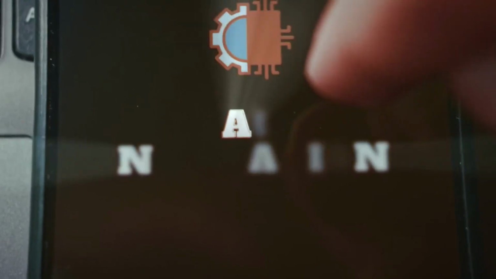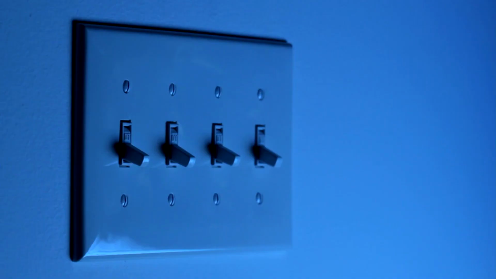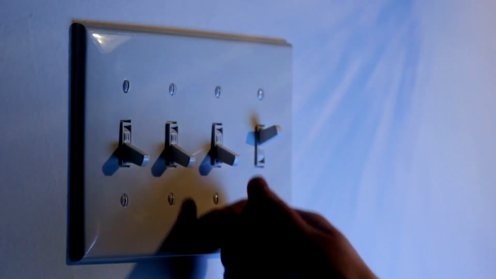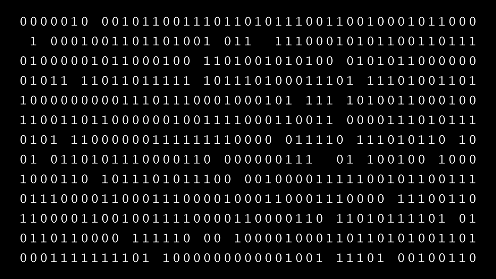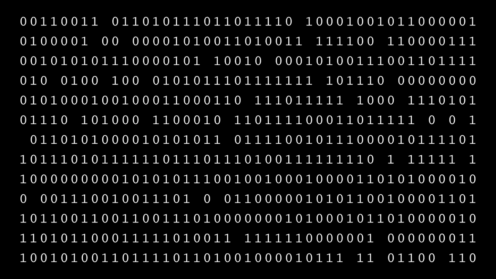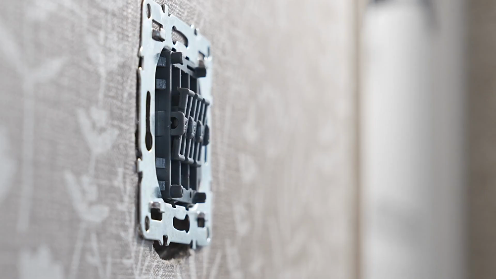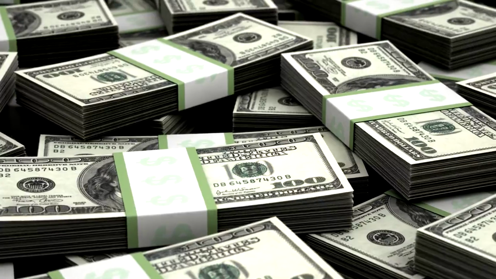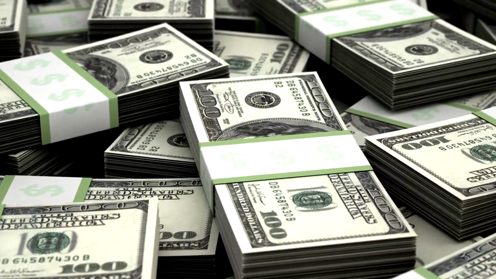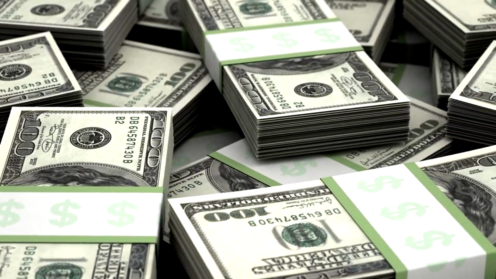Now here's where it gets interesting. What if you had 10 light switches in a row? Each one can be on or off. Now suddenly, you don't just have two possibilities, you have over 1,000 different combinations. Just from 10 switches. That's the real power of binary. It's not about a single one or zero. It's about what happens when you combine millions, or billions, of them together.